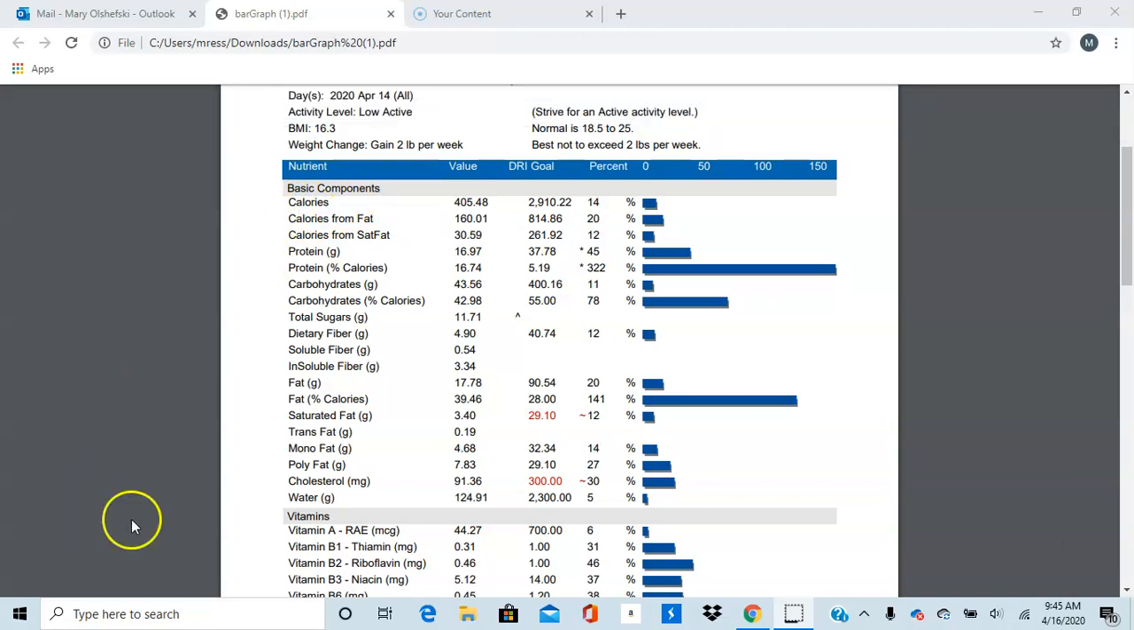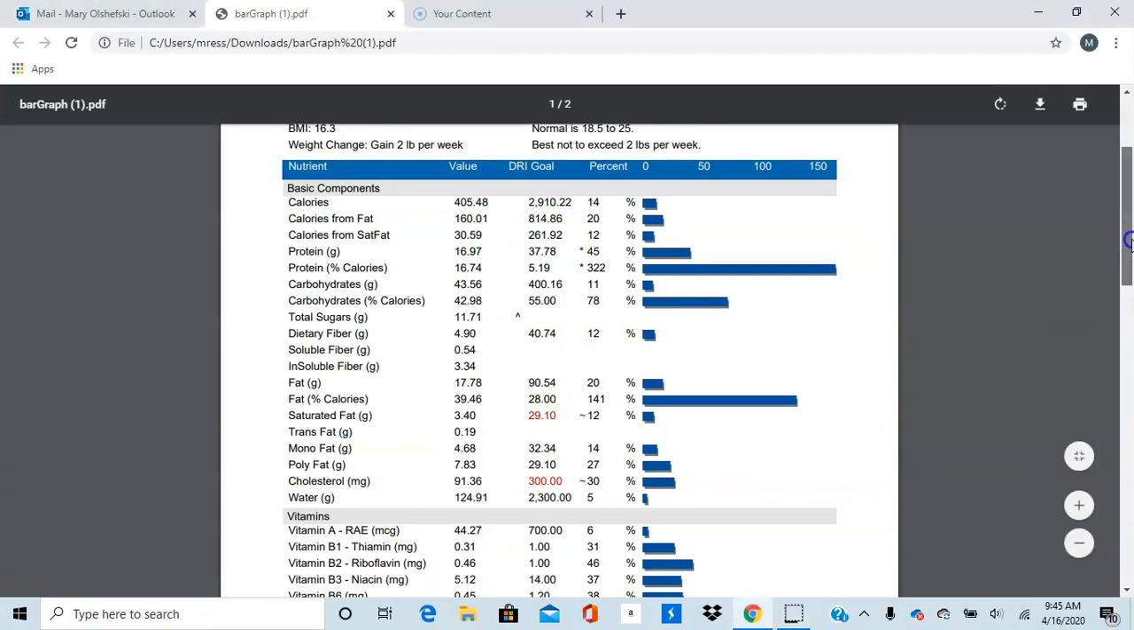All right, so some other things we need to look at besides calories in terms of the recommendations, the requirements for this assignment. The other nutrients, number one, was dietary fiber. So right now your meal plan gives you 4.9 grams of dietary fiber. The goal is 40 grams of dietary fiber. This 4.9 represents only 12% of your recommended intake.